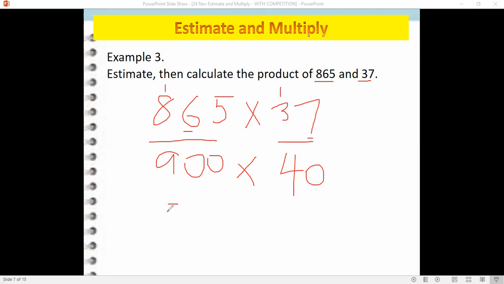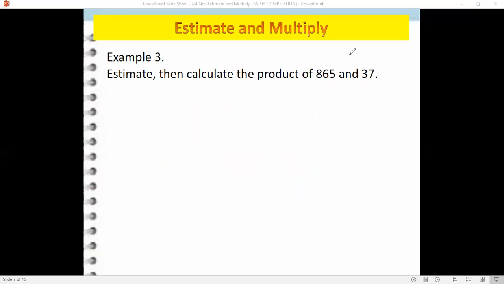Now we are ready to multiply. So that will be 36. 4 times 9 is 36. Then, how many zeros do we have? 3. So, the estimated product of 865 and 37 is 36,000. Okay, let's have another example.